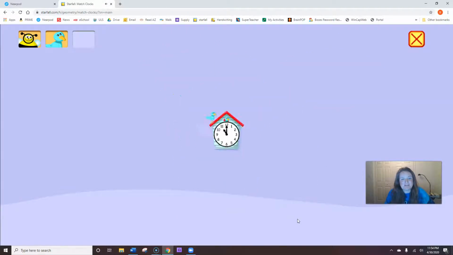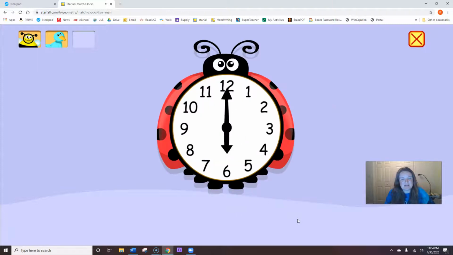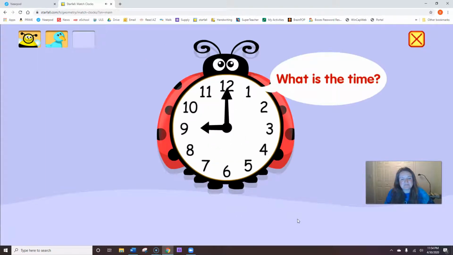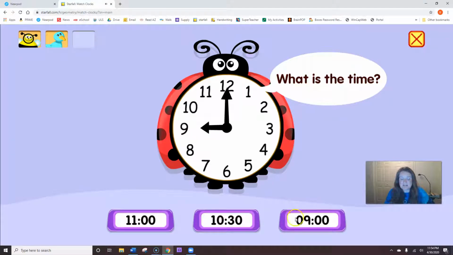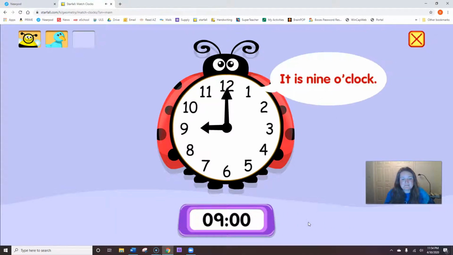We have one more to do. A ladybug. What is the time? First, we start with the little hand. Let's see, the little hand is pointing at what number? 9. So it can't be 11. It can't be 10:30, but it could be 9. Now we have to check the minute hand. When it's pointing at the 12, it means o'clock. So this shows 9 o'clock. Awesome. It is 9 o'clock.